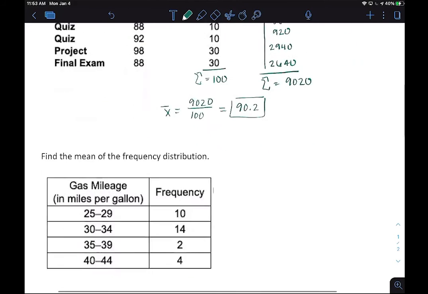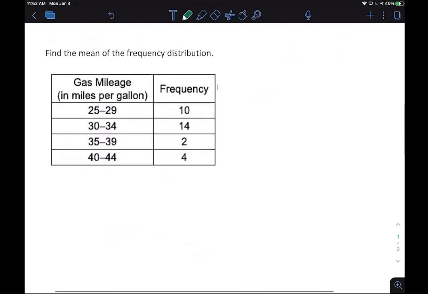Okay, last one. Mean of a frequency distribution. Here our formula is the same. So our sample mean, here we're going to do the summation of X times F for frequency over the summation of our frequency, which is also sometimes seen as N for the sample size instead of the summation of F. That's the same thing. And the key thing with this is X is the midpoint.